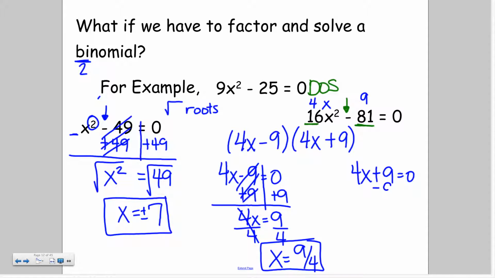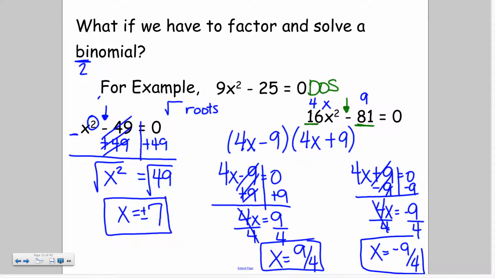Now I'm going to subtract 9 from both sides. This cancels. 4x is equal to negative 9. Divide by 4. My 4's cancel. And x is equal to negative 9/4.